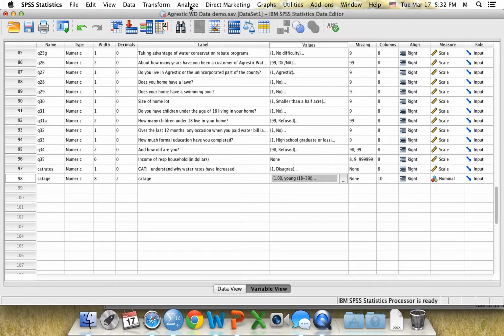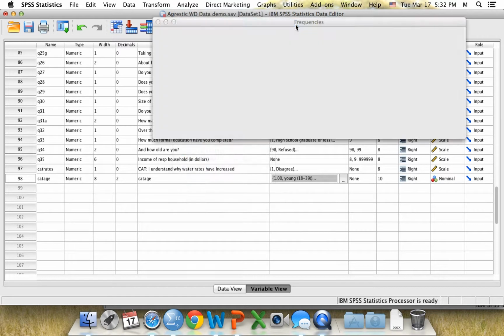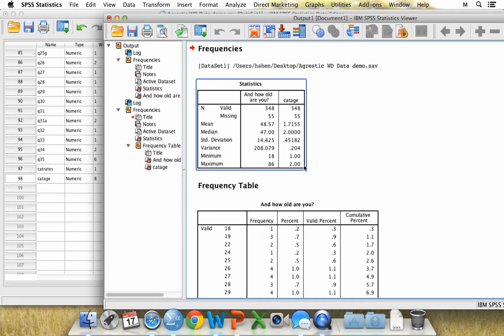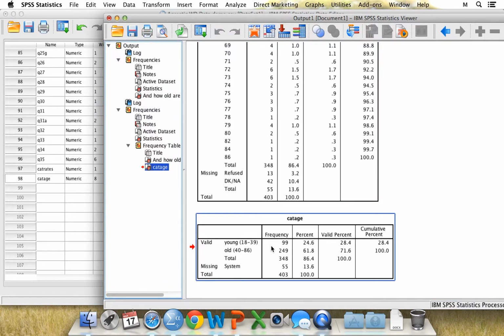So in order to make sure I didn't misplace the former missing values, I want to check. So I do a frequency again of the old variable and cat age, the new variable. Same statistics, click on OK. I saw 55 missing cases in the old variable, and I look at the frequency for cat age. Now I saw 55 missing cases, so that means everything was done correctly.